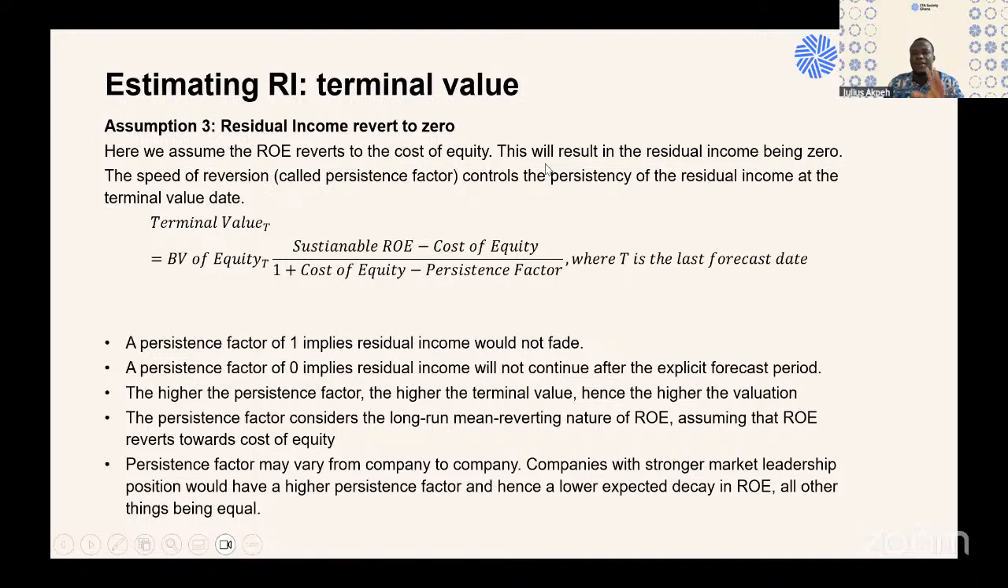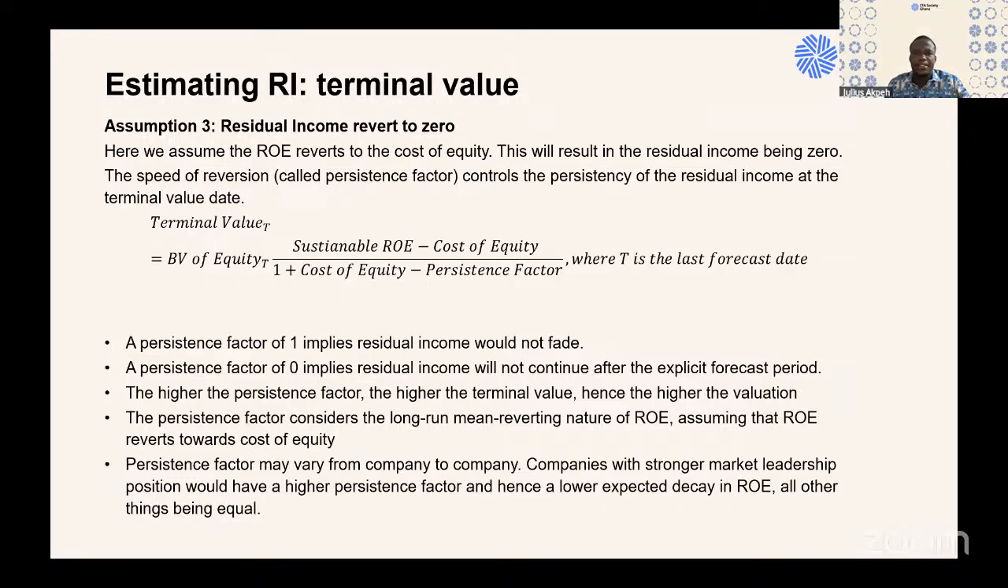Now, we need to make a key assumption here. Whatever terminal value we end up calculating will be very sensitive to the key assumption we make here. The key assumption we'll make is on the speed of convergence. And the speed of convergence is called the persistence factor.